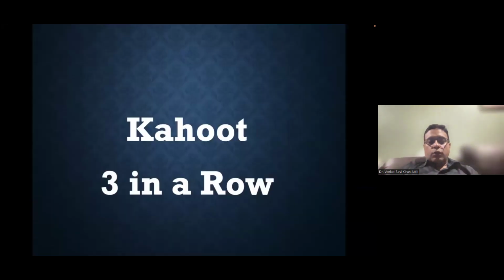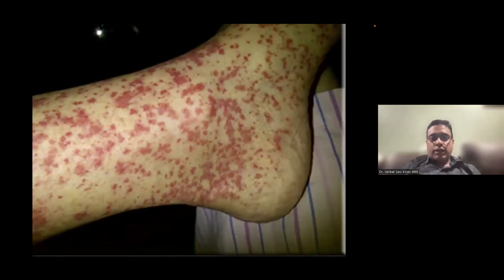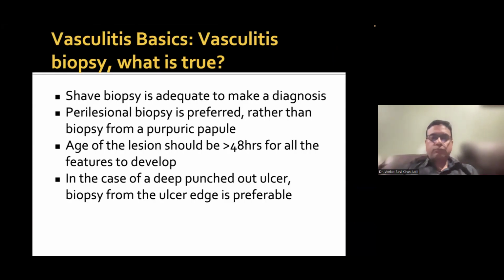Okay. So again, we've come back to Kahoot. We've got 3 questions in a row based on what we've discussed partly and your basic knowledge prior to this lecture. So the first question coming up. Look at this picture. It is a typical case of leukocytoclastic vasculitis. I hope you all agree. So the first of the 3 in a row questions, which is true of these options?